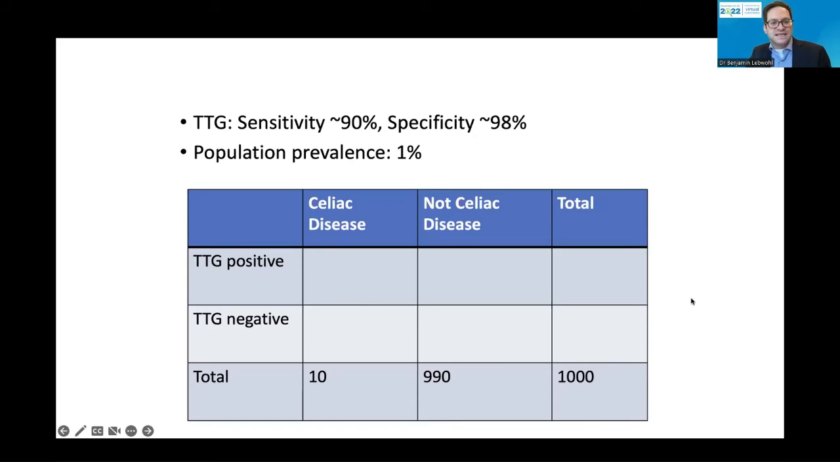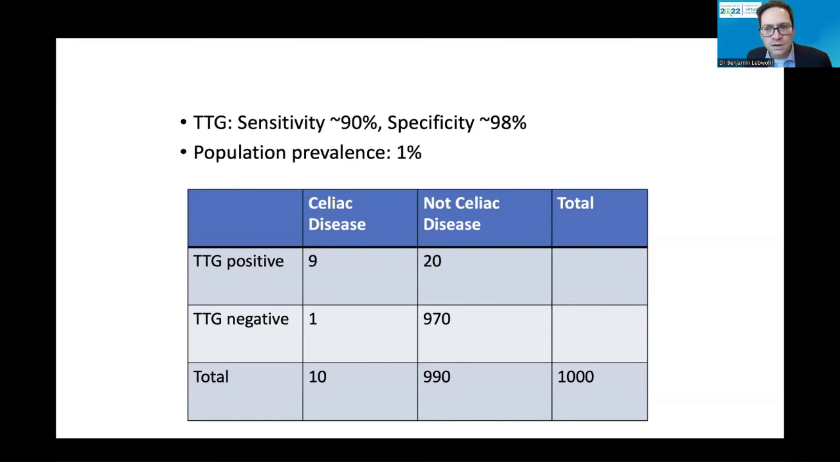If the sensitivity of the TTG is 90%, that means of those 10 people with celiac disease, the TTG will be elevated or positive in 9 out of 10. Among the 990 people who do not have celiac disease, the TTG will be appropriately negative in 98% of them, or 970 out of 990.